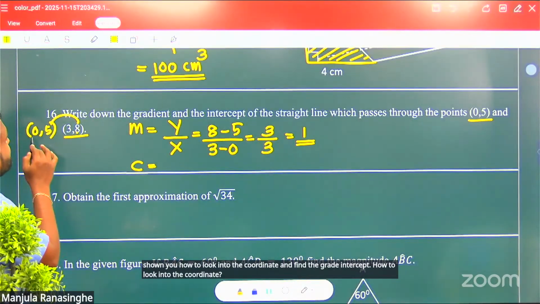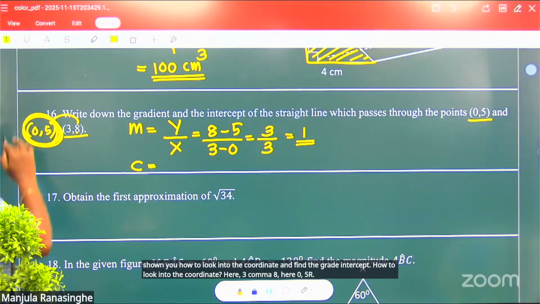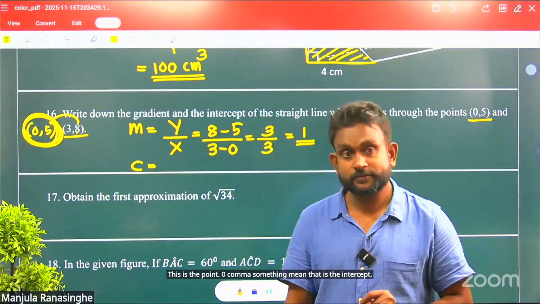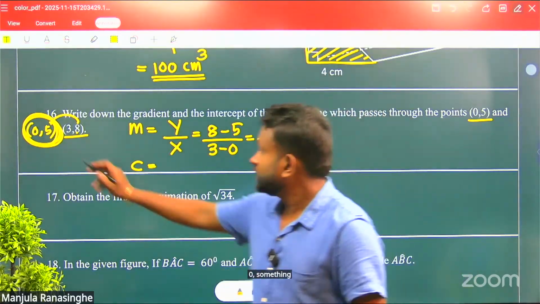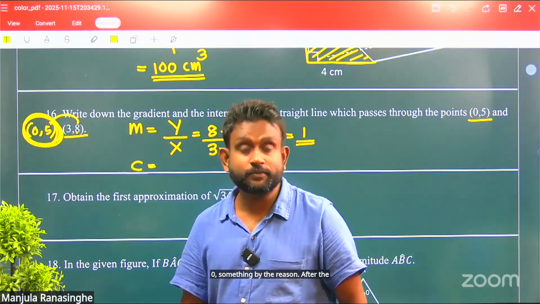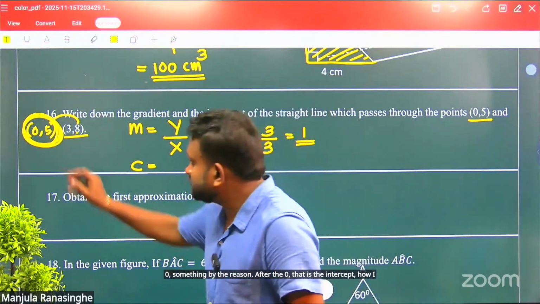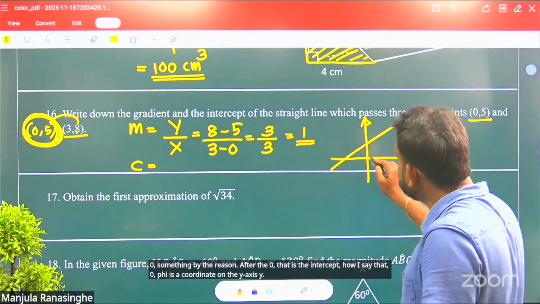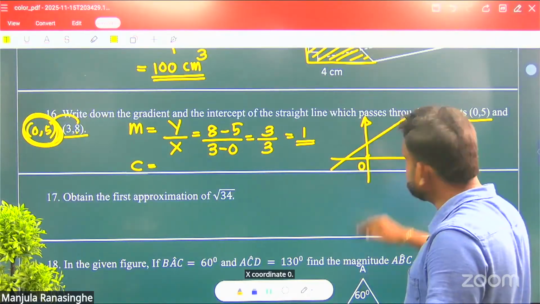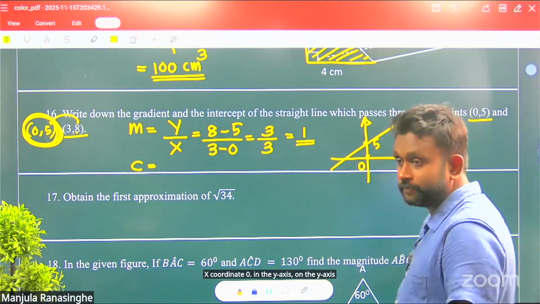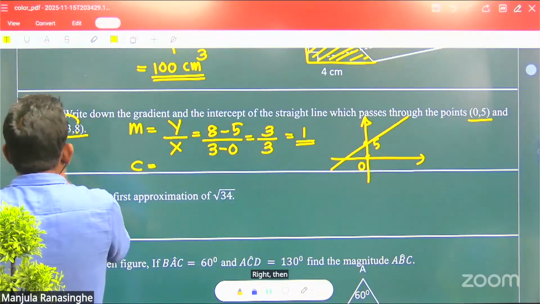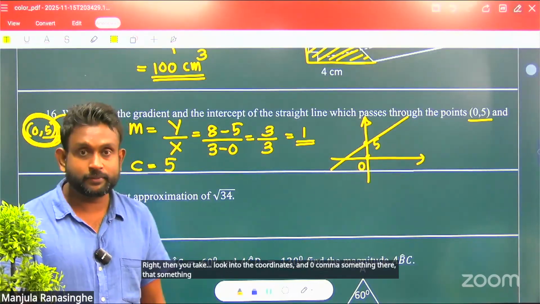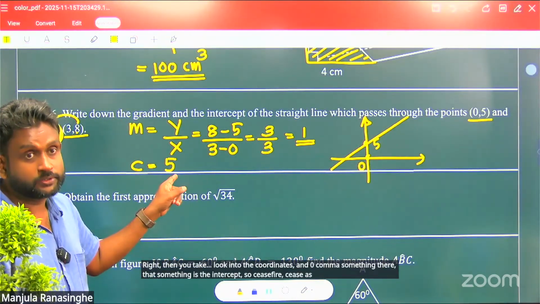Here 3 comma 8, here 0 comma 5. This is the point. 0 comma something means that is the intercept. Why? After the 0, that is the intercept. How do I say that 0 comma 5 is a coordinate on the y-axis? The x coordinate is 0, on the y-axis, so 0 comma 5 is here. Then you look into the coordinates: 0 comma something, that something is the intercept, so c is 5.